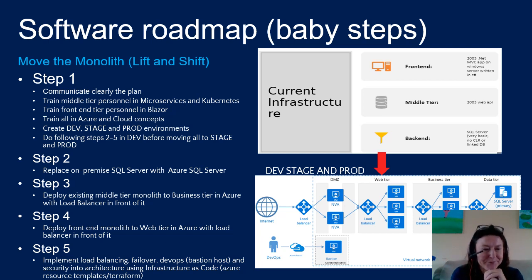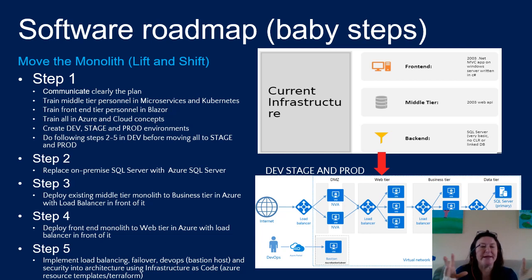That's really easy. Step three will be all about deploying the existing middle tier monolith to the business tier in Azure with a load balancer in front of it. So literally lifting and shifting all of the middle tier as it currently stands on premise and moving it over into Azure with a load balancer in front of it. Now, obviously, eventually we don't want it to be a monolith, but that's how we're going to do it first of all. Step four is doing the same thing for the front end. So taking the front end exactly as it is and putting it in the web tier on Azure with a load balancer in front of it. Literally the monolith as it is, exactly the code as it is.